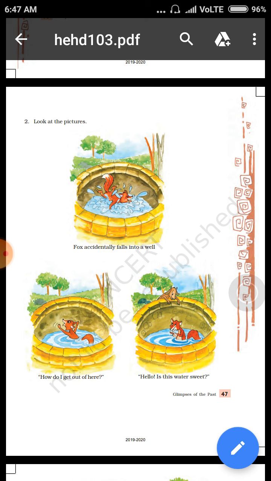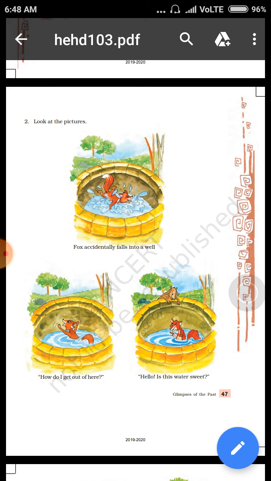See this picture carefully. You can see a well in which there is a fox. What has been written here? See this. Fox accidentally falls into a well. In the second picture you can see the fox thinks, how can I get out of here?